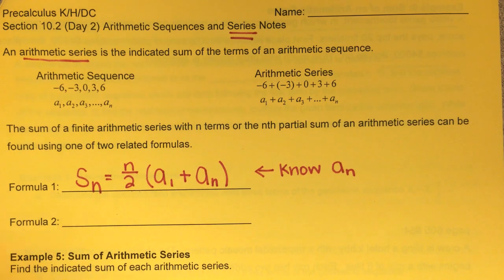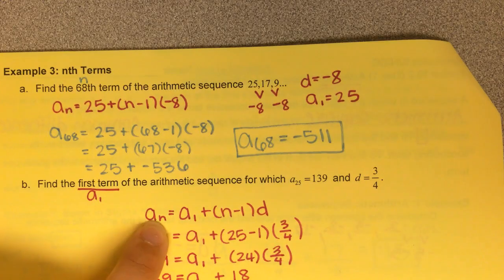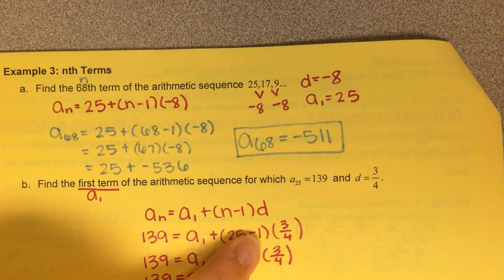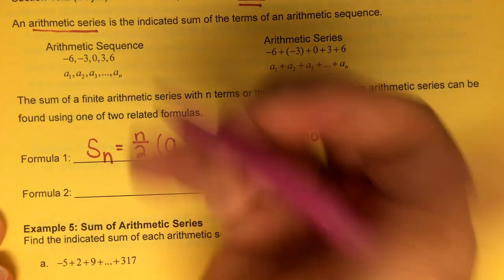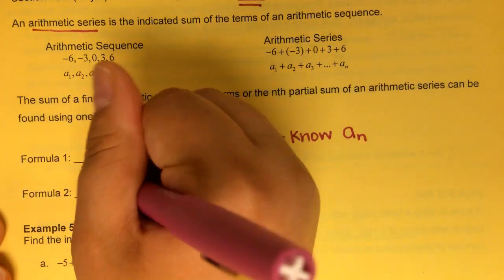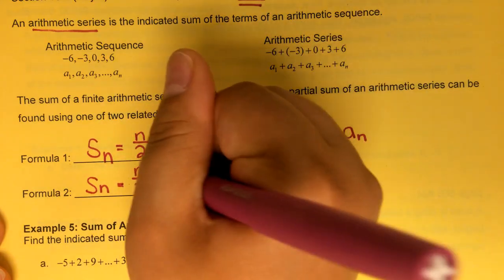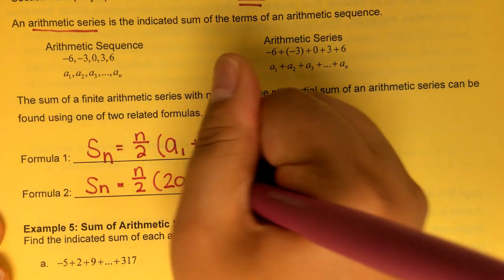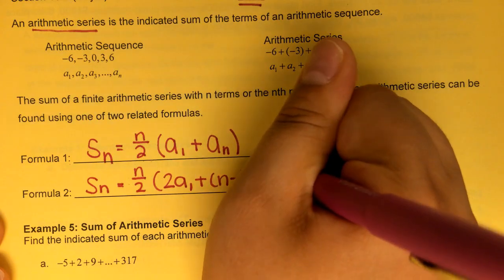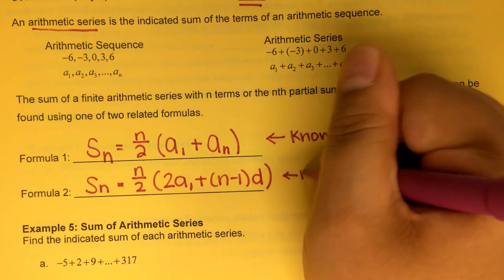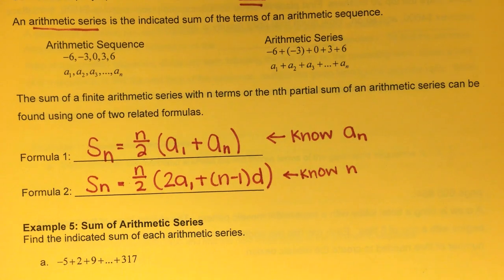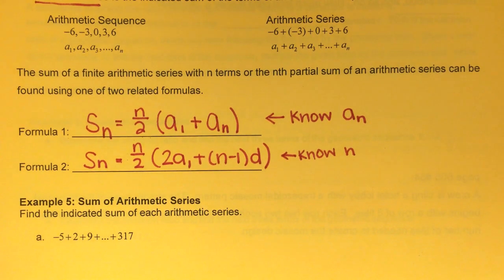You would have to use that formula we learned right here, and you would plug all of this into a of n. When you do that, it creates formula 2, which is S of n equals n over 2 times 2a of 1 plus n minus 1 times d. This is when you only know n. You are going to have to memorize these two formulas. After we use them a couple times, especially if you do the homework on your own, you should have the formula memorized.